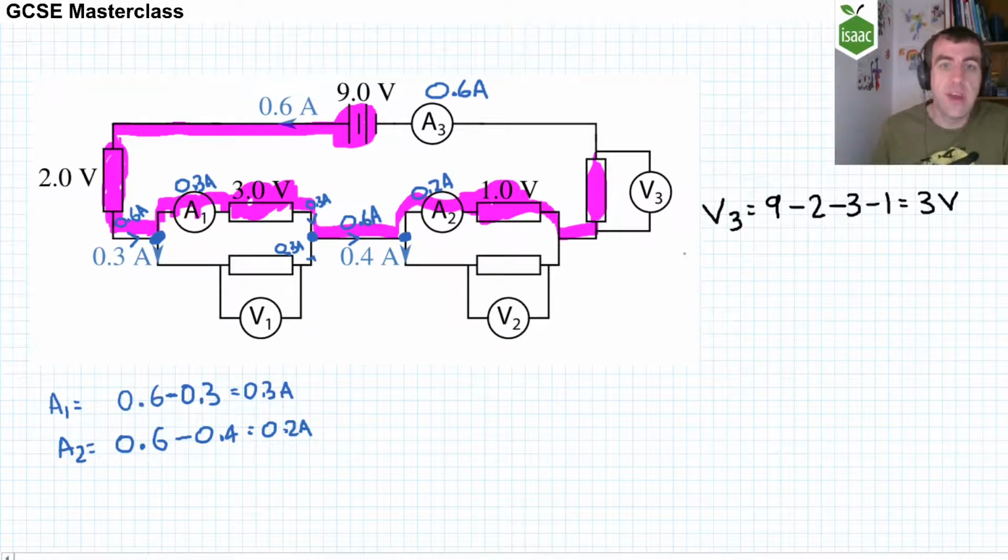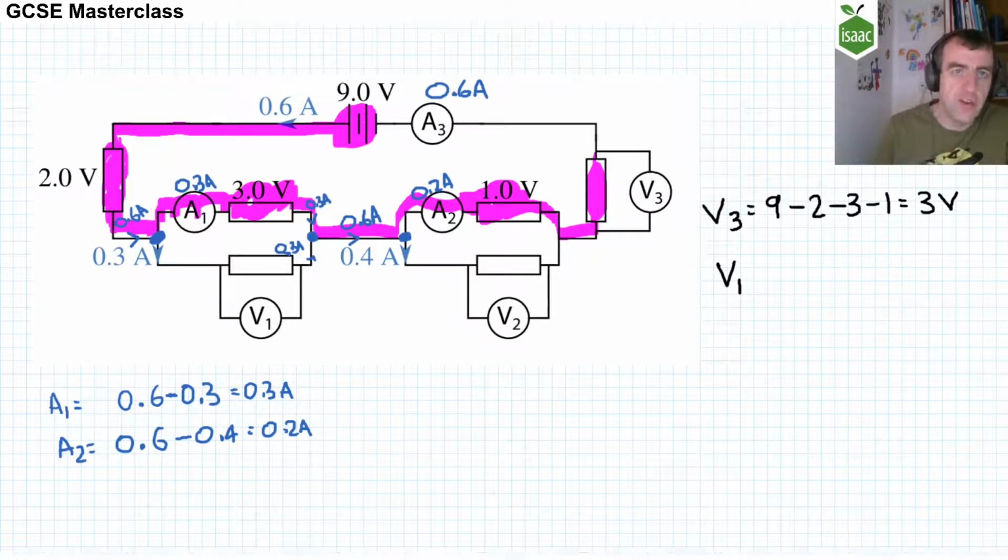Let's do V1 next. So if we went the top route, then we dropped off 0.3 volts on the resistor I've circled in red. Let's get rid of that pink so it's a little bit easier to see.